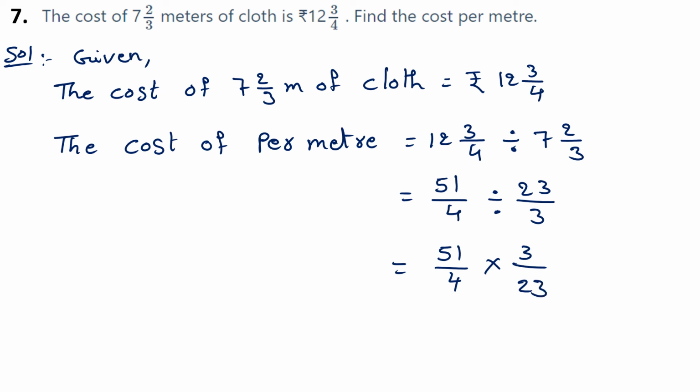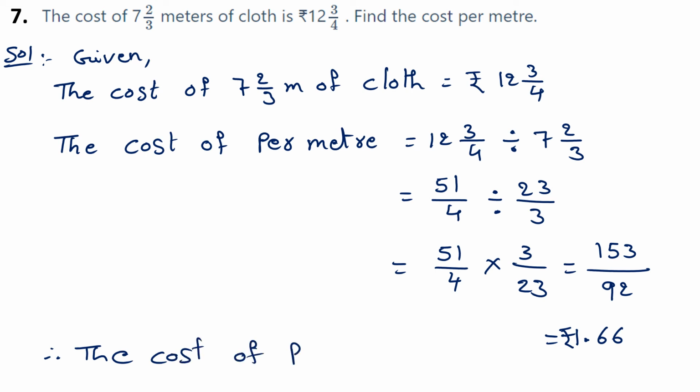So that equals, how much is it? That equals 153 by 92. So if you calculate, it comes to approximately 1.66 rupees. So the cost per meter is equal to 1.66 rupees. Okay children, right.